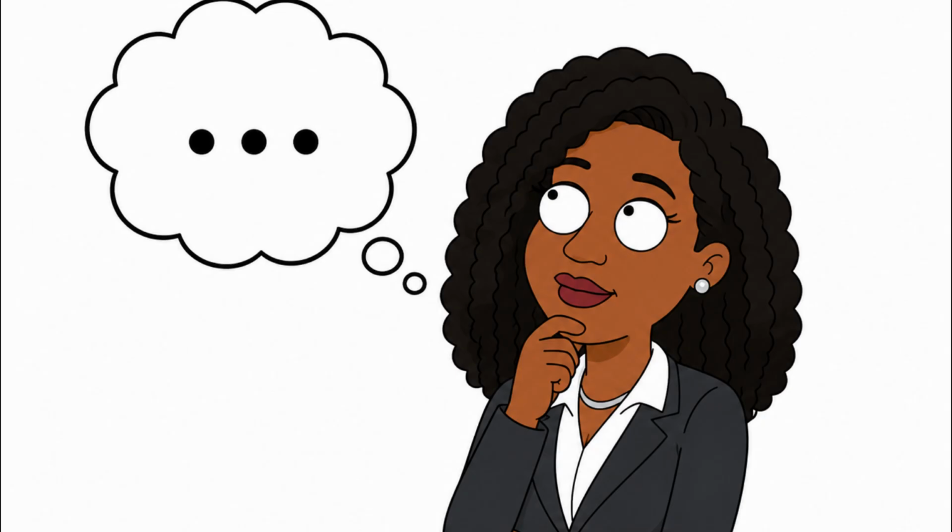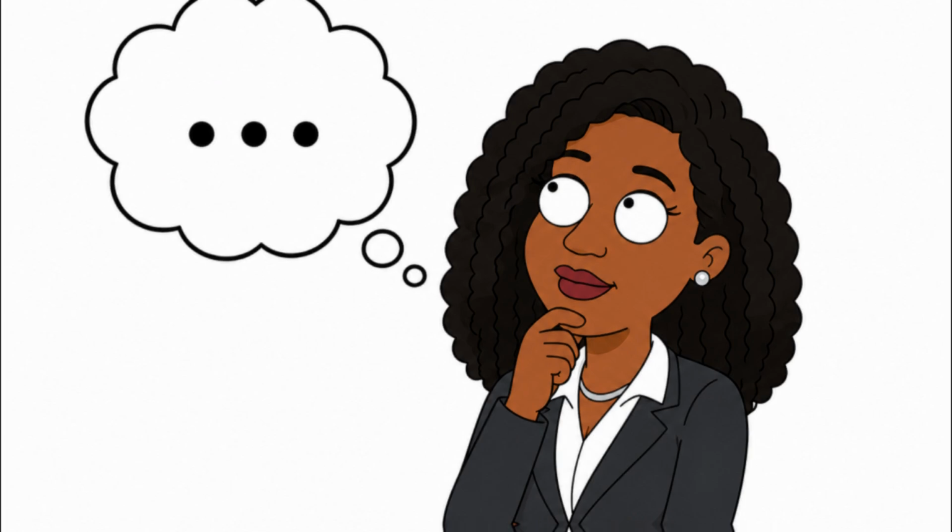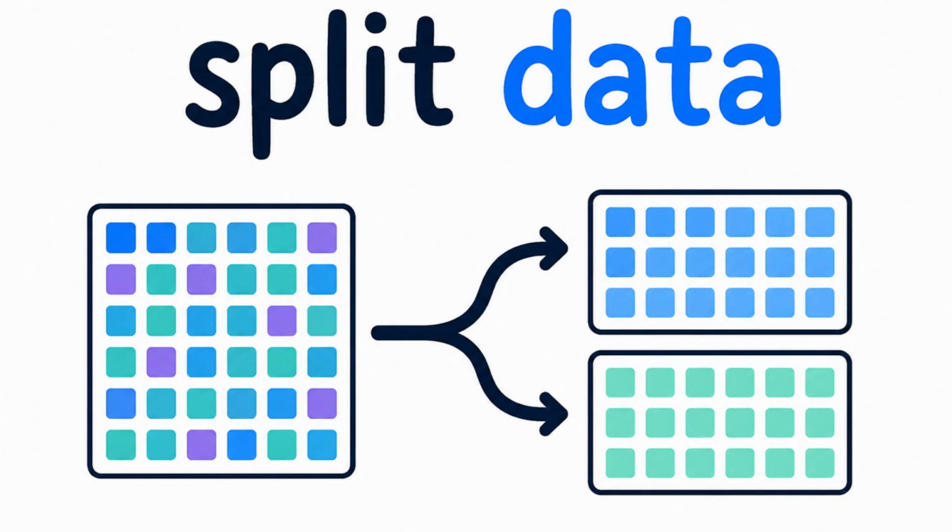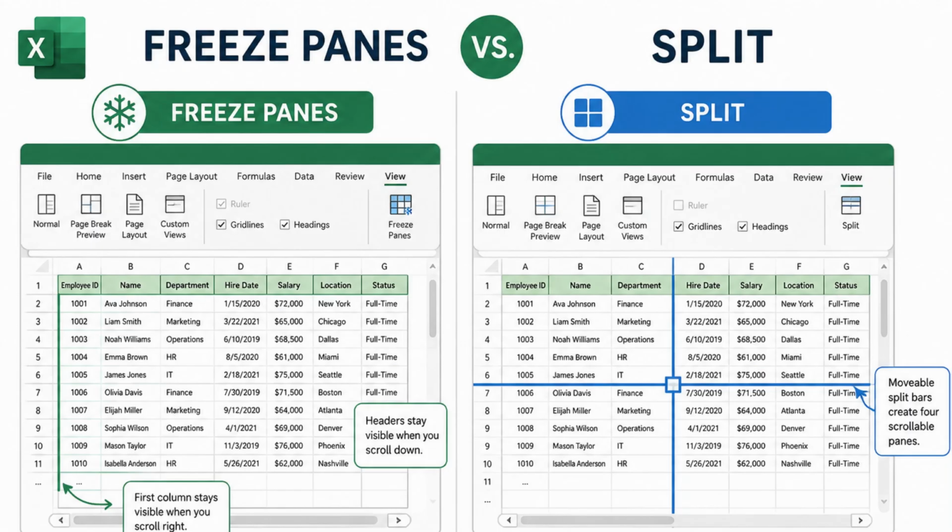So, now that you've seen how Freeze Panes works, let's look at another feature that often gets overlooked. It's called Split. At first glance, Split might seem similar to Freeze Panes. Both help you navigate large spreadsheets. Both change the way you view your worksheet. But here's the important difference.